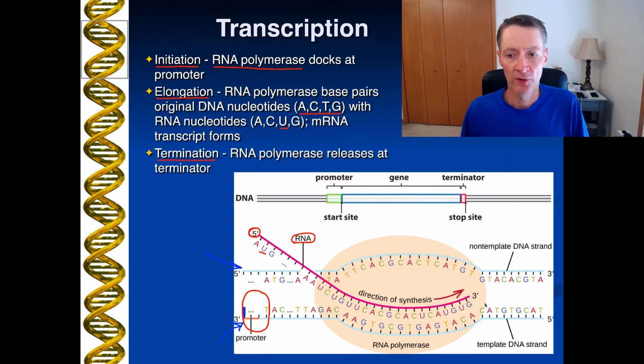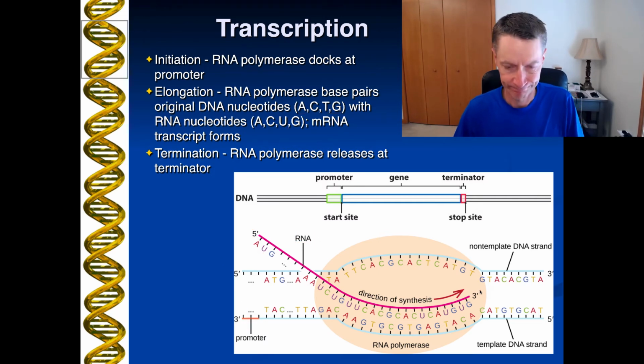Ultimately, this will come to an end. There will be a point where this will stop, and we'll have termination, and the RNA polymerase will break away. So here's that RNA polymerase elongating the transcript, and then ultimately it will break away. We don't see that in this image, but ultimately it will come to an end where it terminates that process.